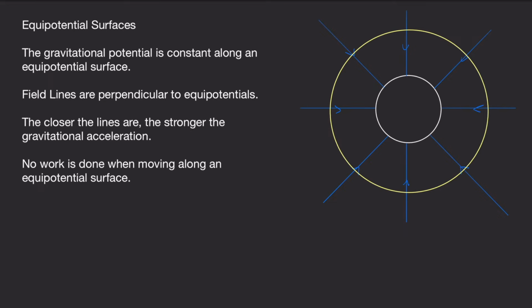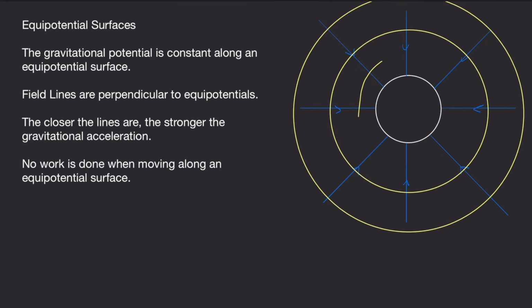So notice that the distance towards the center is always the same for a circle. This is not the only equipotential surface. In fact, there will be infinitely many, and we can draw a few of them like so. If we wanted to, let's draw one more.